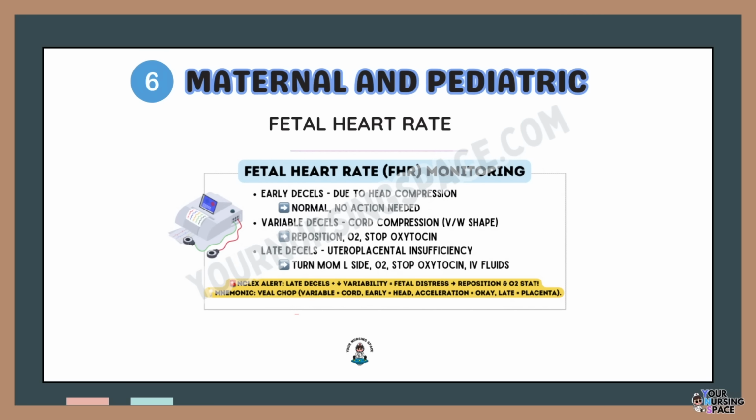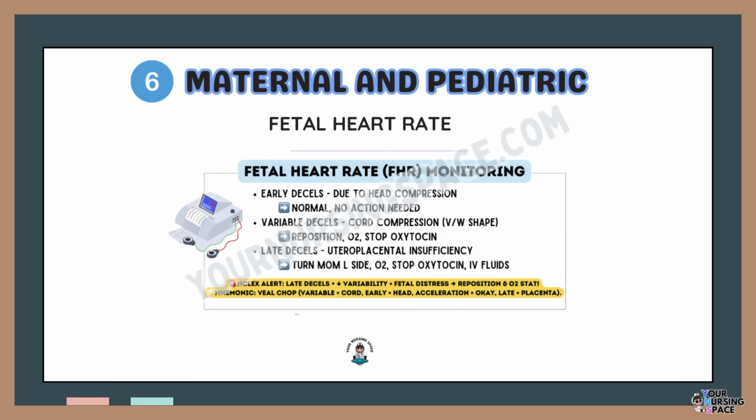Next, let's talk about fetal heart rate, FHR, monitoring. A normal fetal heart rate is between 110 and 160 beats per minute. We look for accelerations. Those are temporary increases in the fetal heart rate, and they are a reassuring sign. Decelerations, on the other hand, can be concerning. To remember them, use the mnemonic VEAL CHOP.